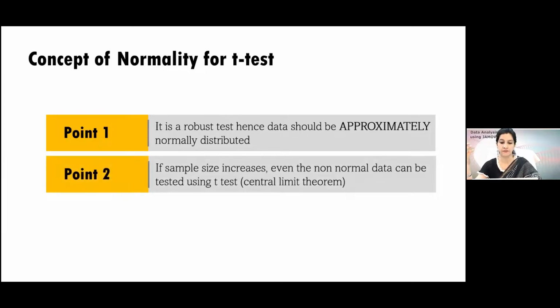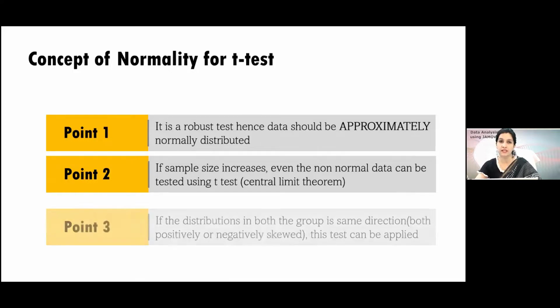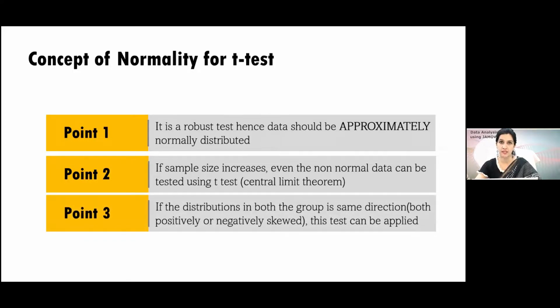The second thing is, as you increase the sample size, because of the central limit theorem, the data tends to be normalized. I mean, it has a normal distribution. So if you have a fairly large sample size, then again you can apply this t-test, that is the independent sample t-test.